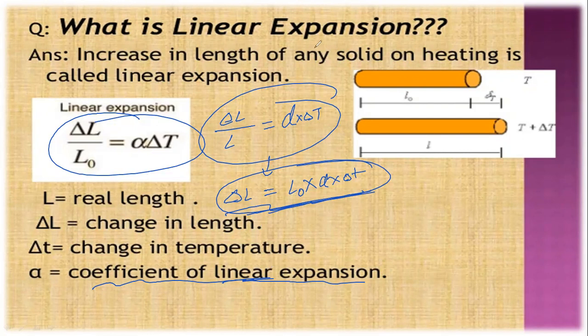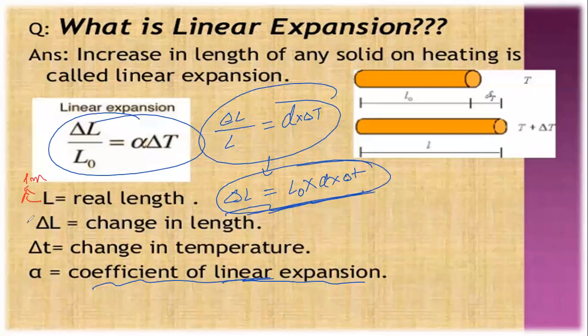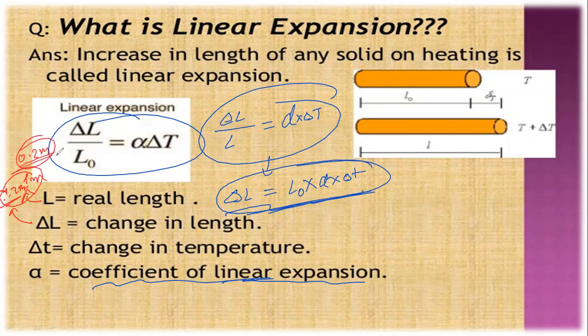As I said earlier in the example, suppose the previous length is 1 meter. Okay, after supplying of heat, it had changed to 1.2 meter. So there is a change of 0.2 meter. That 0.2 meter change with respect to the change in the temperature will be expressed in this equation.